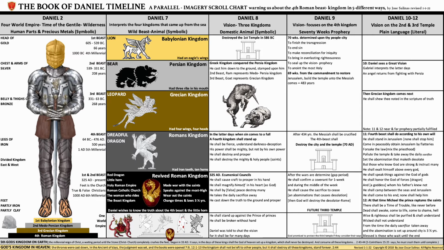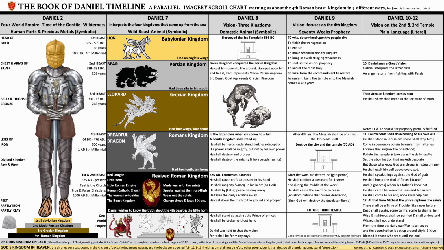Before I start, I'd like to show you my book of Daniel timeline, a parallel imagery scroll chart that clarifies who is the 4th beast kingdom, because some purposely hinder many from knowing it's the revived Roman Empire, and at the same time, good pastors have been taught other things or are not sure. So I hope this helps them stand firm that it's no other than the revived Roman Empire.